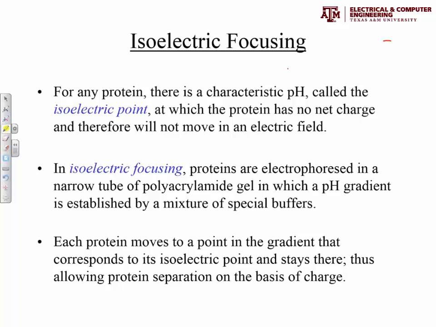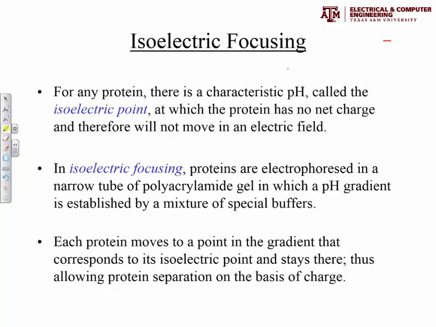So there is a characteristic pH value called the isoelectric point, at which the protein has no net charge and therefore will not move in an electric field, right? So if you have an electric field, if the protein gets to the region where the charge on it is the same as the charge on the surroundings, it's not going to move anymore, right?